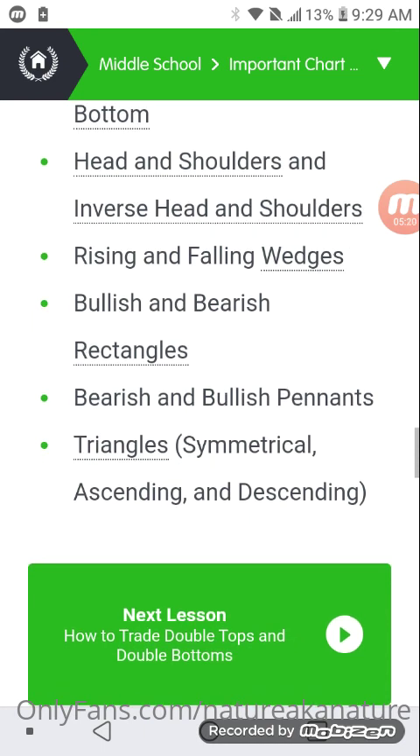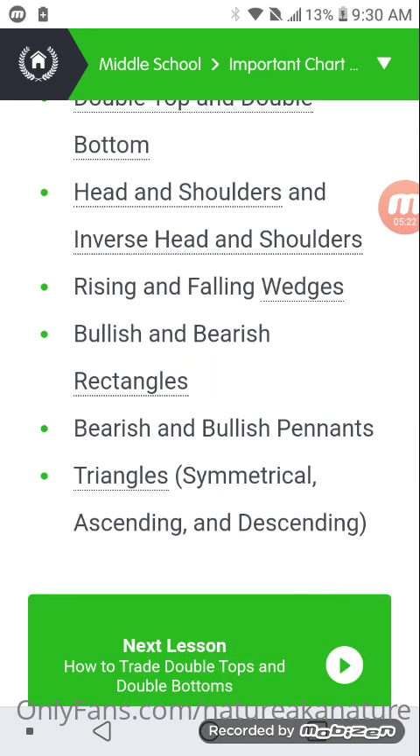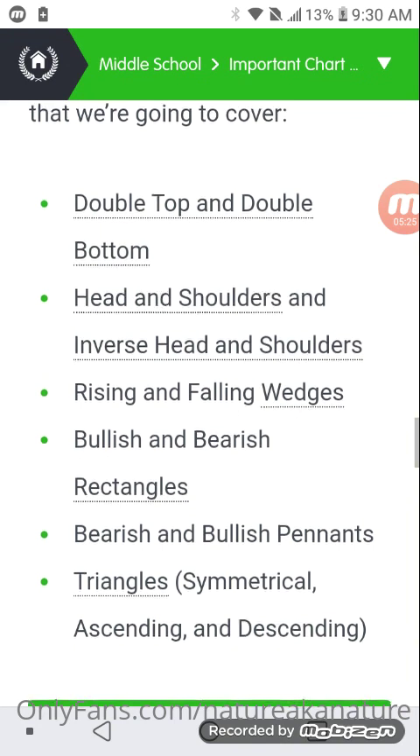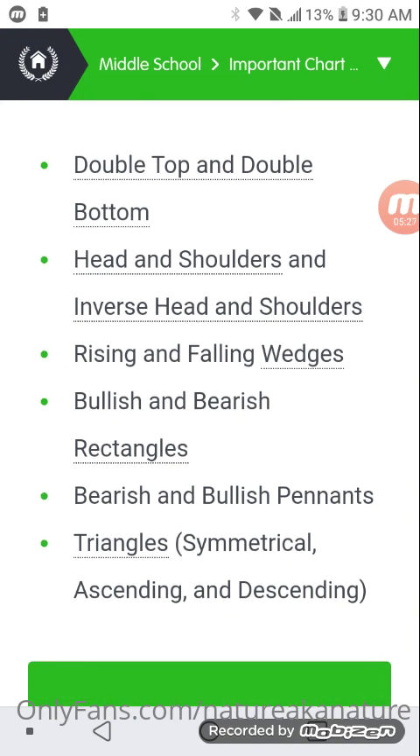In the next video, we'll go over how to trade double tops and double bottoms. Another important chart pattern that we're going to go over. That's the first one we're going to go over.